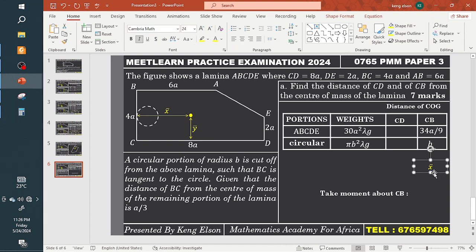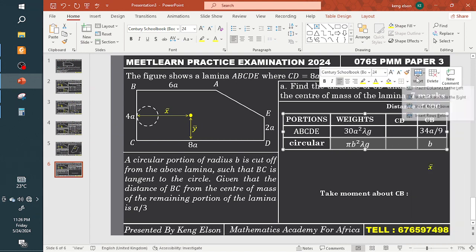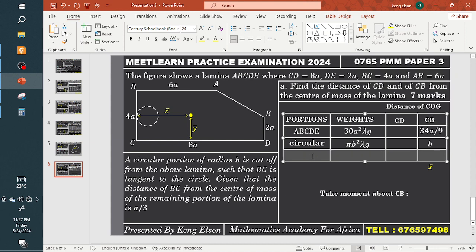Now we need the remaining lamina. So I have to insert a row below, then copy and paste, then I put remaining. Now what's going to be the weight of the remaining? The weight of the remaining is the weight of the whole minus the weight of what was removed. So 30a squared minus pi b squared, since lambda g is common to both of them. I'll just put that, then lambda g.